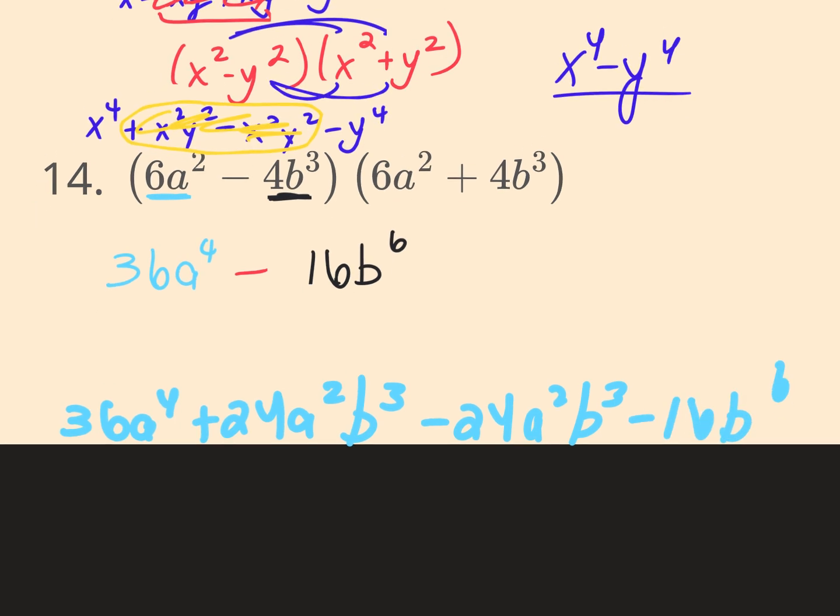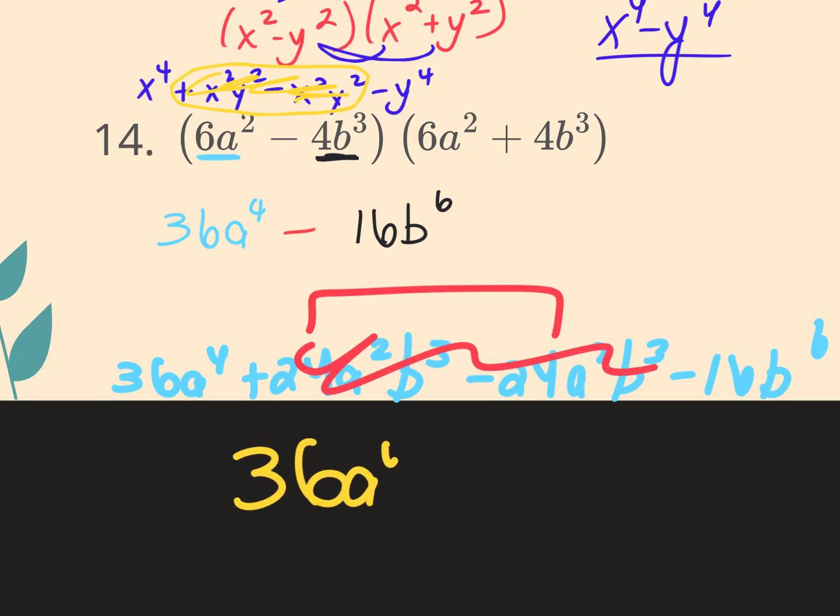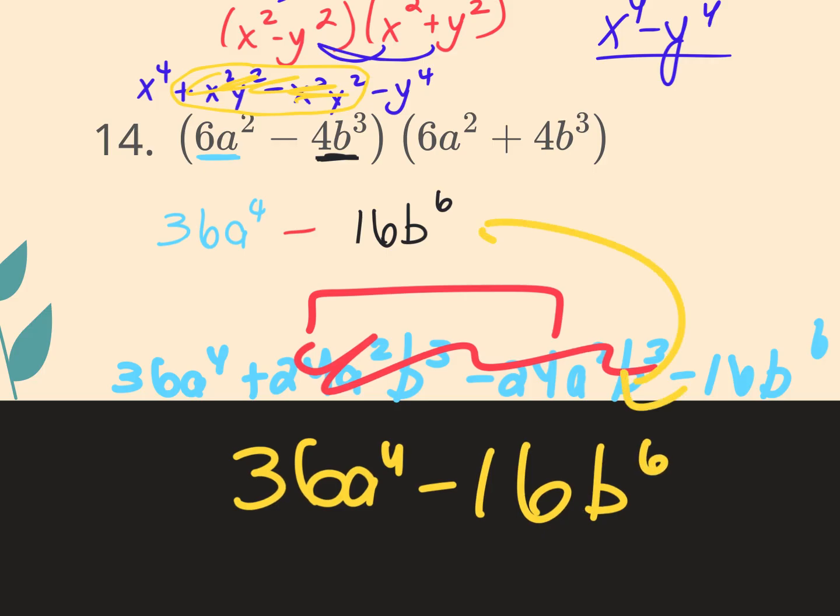Now, what is going to happen here with our middle terms? They're going to cancel, so you're just left with 36a to the 4th minus 16b to the 6th, which is what we said was going to happen from the beginning because we recognize the pattern. But if you don't, it's no big deal. You can always just write them down and FOIL it out.